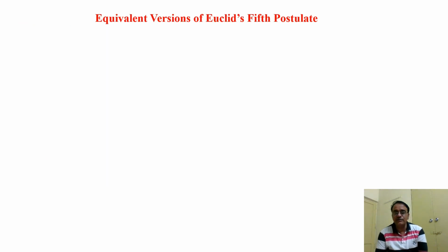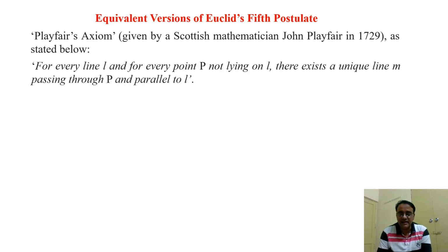So now we will move towards equivalent versions of Euclid's fifth postulate. This is the last postulate. Okay, so here we will read Playfair's axiom. Its equivalent version is known by the name Playfair's axiom, right? It was given by a Scottish mathematician, John Playfair, that is his full name. In 1729 he gave one axiom which is an equivalent version of Euclid's fifth postulate. So we'll see. The statement is that for every line L and for every point P not lying on L, there exists a unique line, unique meaning one and only one, M, which passes through P and is parallel to L.